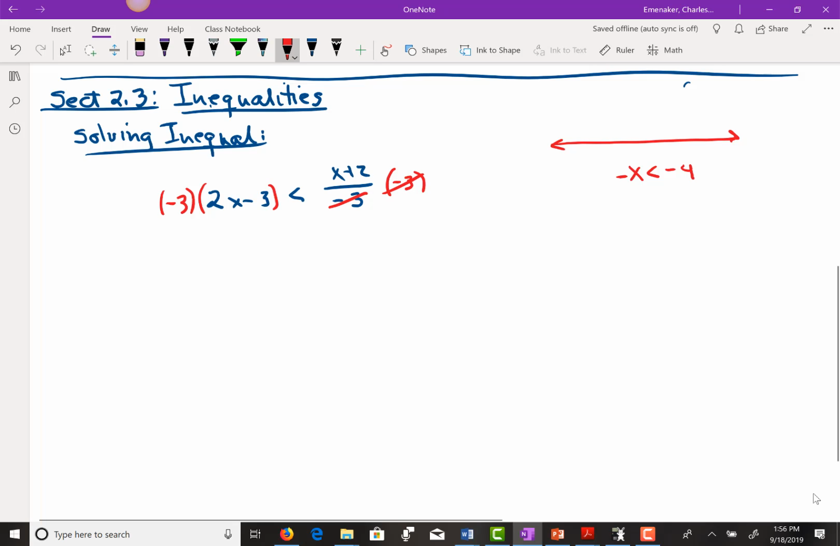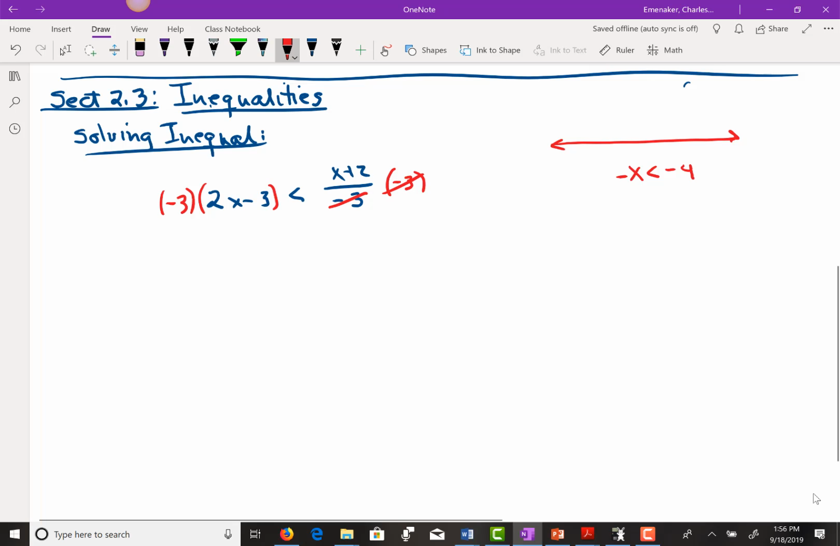Does negative 1 work? Because you have the negative of negative 1. What's the negative of negative 1? Positive 1. Is it true that 1 is smaller than negative 4? That didn't work. How about positive 5? Will positive 5 work?